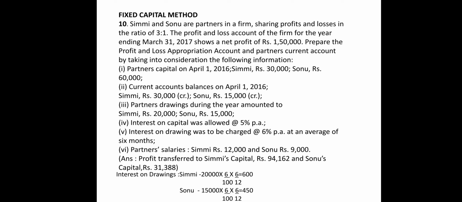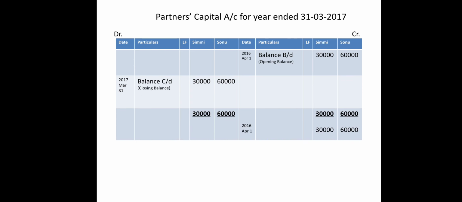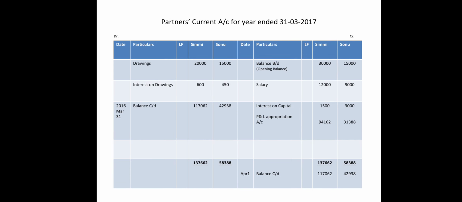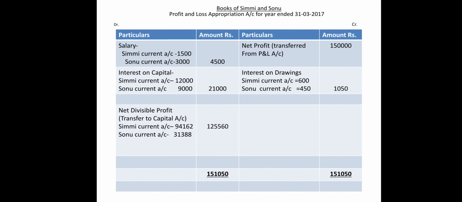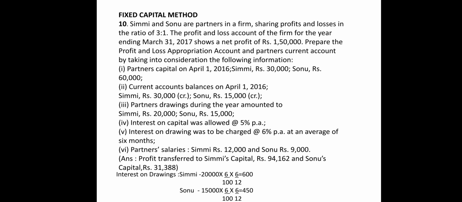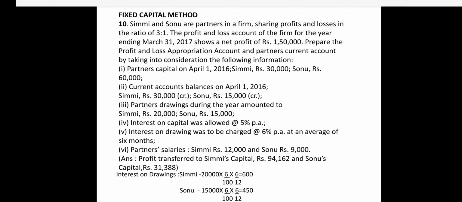So first of all, as this is the fixed capital method, we have to draw the P&L appropriation account, partners capital account and partners current account. So the P&L appropriation stands like this: in the books of Simi and Sonu, profit and loss appropriation account. Then comes the partners capital account for the year ended on, and then the partners current account for the year ended on, and the names of partners Simi and Sonu respectively. As we have a ready-made format over here, we can see that.